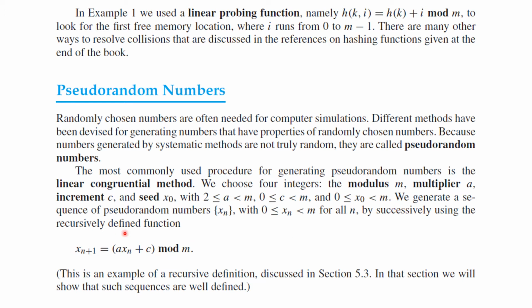So we generate a sequence of pseudo-random numbers x sub n, where n goes from 0, where x sub n ends up being between 0 and m for all n, successively by using the recursively defined function x sub n+1 equals (a times x sub n plus c) mod m. And that is a recursive function that we've talked about previously.